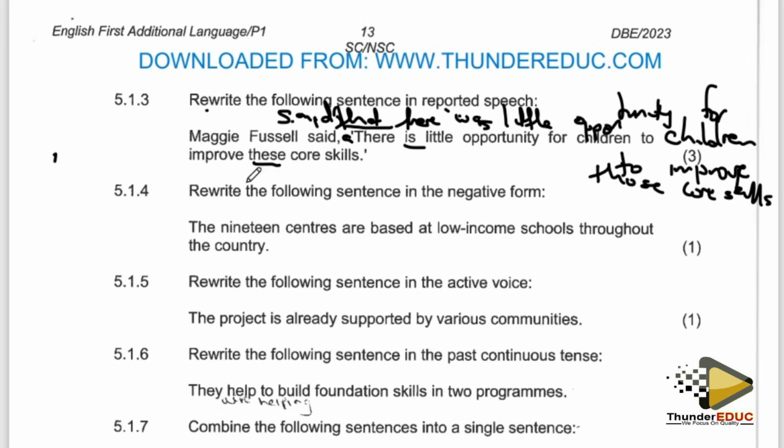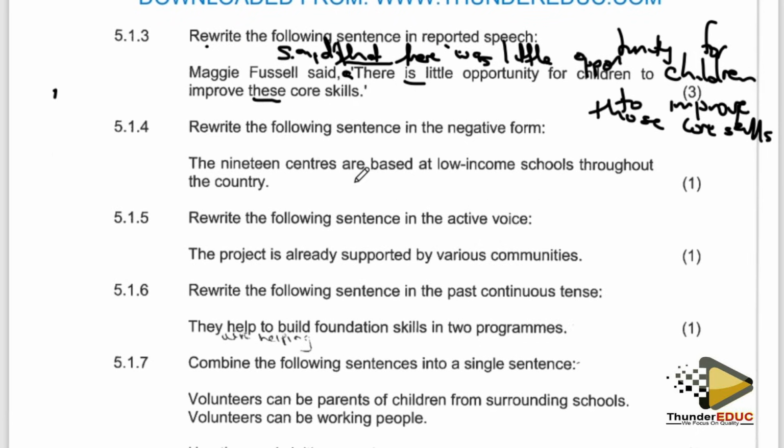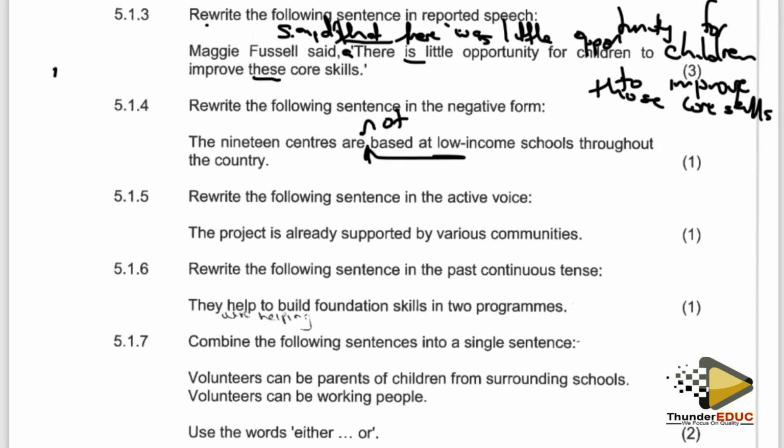Rewrite the following sentence in the negative form. The 19 centers are based at low-income schools throughout the country. We have to insert a negative here. The 19 centers are not based at low-income schools throughout the country. That's the negative form of the sentence.